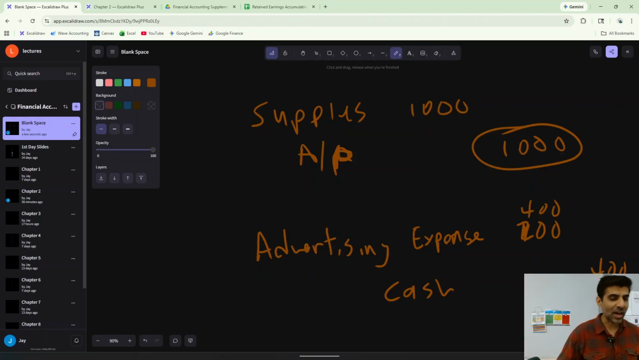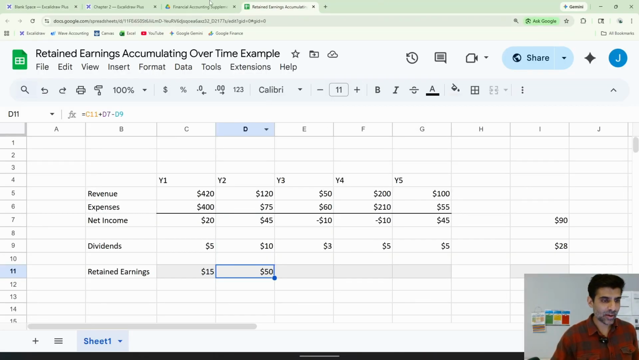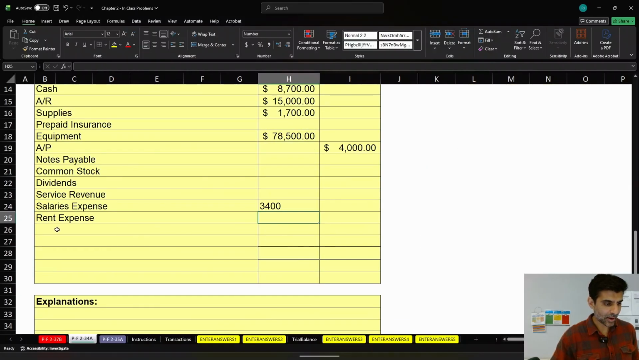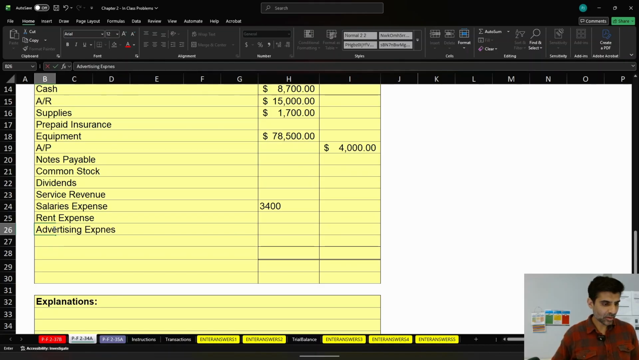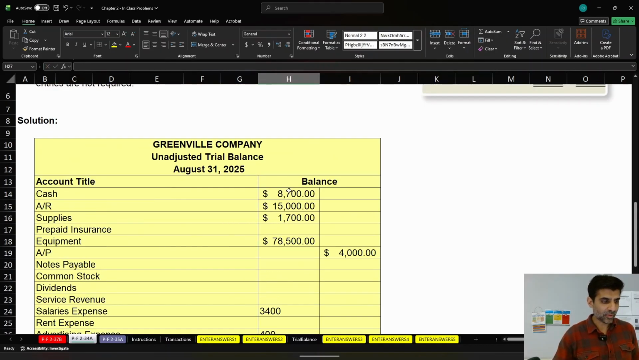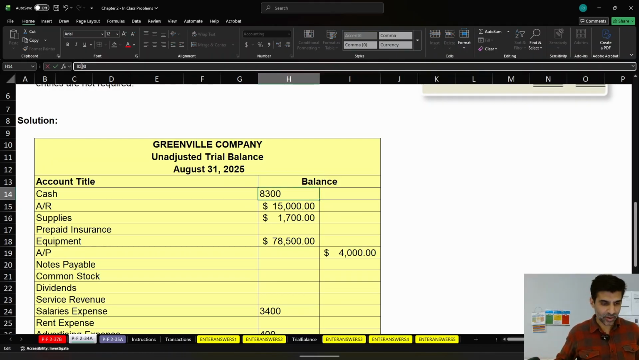Okay, so I actually have to add a line here for advertising expense. 400. And I'm going to reduce my cash balance. It's a debit balance, but we're crediting it 400. So that's going to reduce the debit balance. We're still going to have a debit balance. It's just going to be lower by 400 because it's getting credited. It's going to be 8,300.